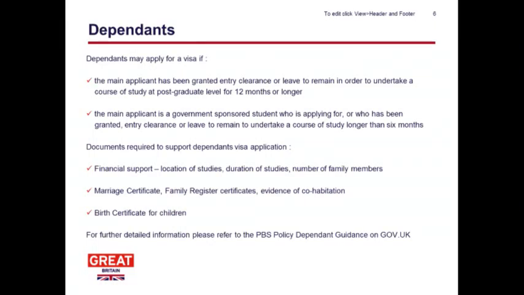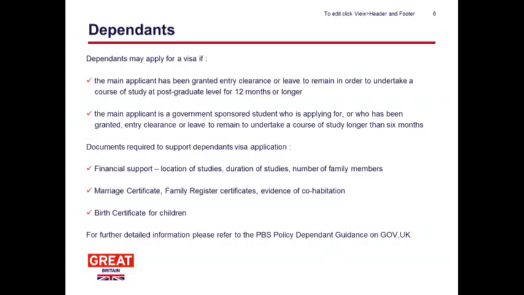What we want to look at next is dependents. One question that we're asked quite often is, I'm going to study in the UK and I'd like my family to accompany me while I'm there. Now, dependents can go to the UK in certain circumstances, and they are if the main applicant has been granted entry clearance or leave to remain in order to undertake a course of study at postgraduate level for 12 months or longer. Or the main applicant is a government-sponsored student who is applying for or has been granted entry clearance or leave to remain to undertake a course of study longer than 6 months.